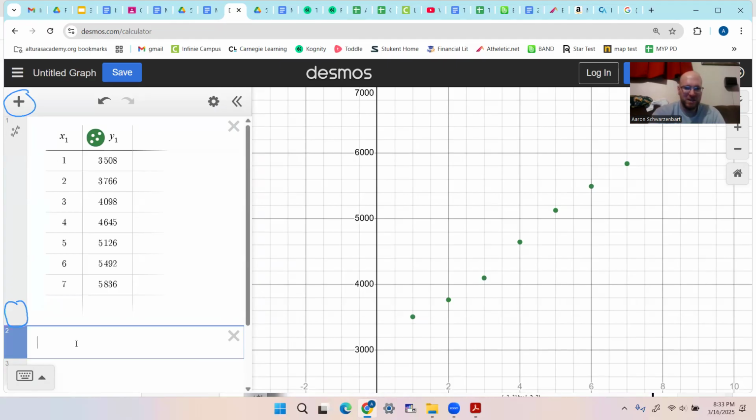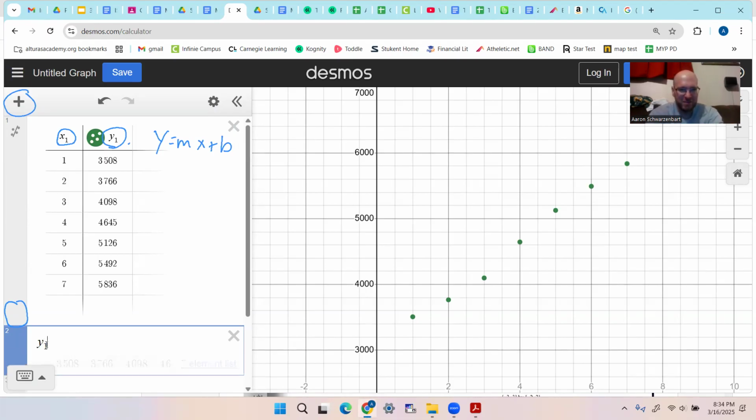Now, to make the line, if you notice, x1 and y1 are where I entered my data. So I know my general slope-intercept form is y equals mx plus b. You should know that by now. So I'm going to do a little variant on that where I'm going to tell Desmos to generate a line that fits these points as best as possible.